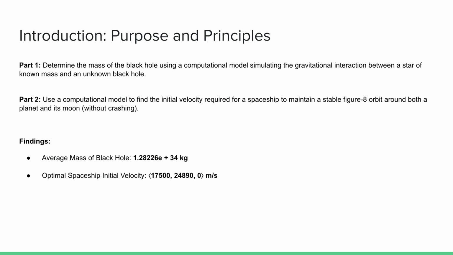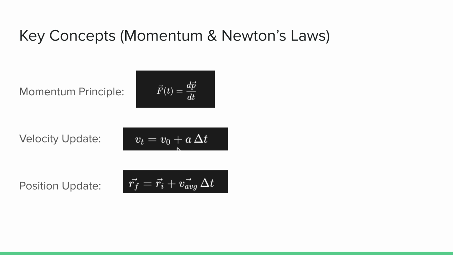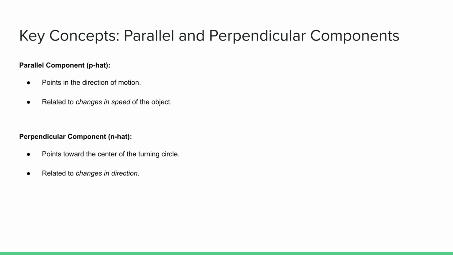These are some of the key findings: the average mass of the black hole is the one given, and the optimal spaceship initial velocity is the one that is given. These relationships let us iteratively predict motion step by step in the computational model, updating velocity and position based on the net force. And these are the update formulas and principles. The parallel component changes the magnitude of the velocity, or the speed, while the perpendicular component redirects the motion. Both are essential in describing curved orbits.